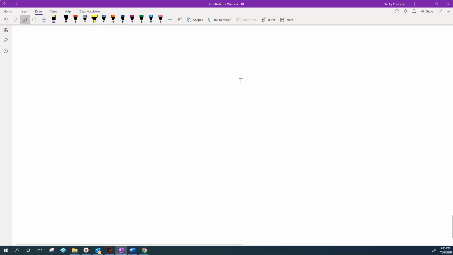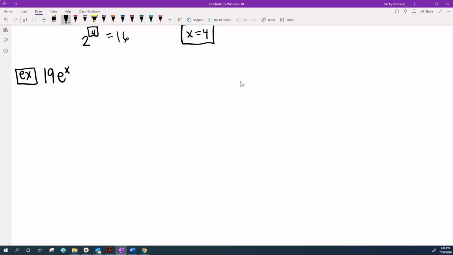Okay, let's look at one other one. I want you guys to try to do this one on your own and see where you get to. So let's try doing 19 e to the x power minus 16.